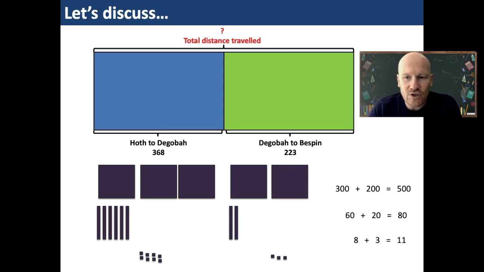So I've got 500 plus 80 plus 11. It might be easier to think of that as 500 plus 80 plus 10 plus 1. And altogether, I get 591. So what we did there was we split the number into smaller parts, and we did that in order to make it easier for us to add them together. And that strategy is called partitioning.